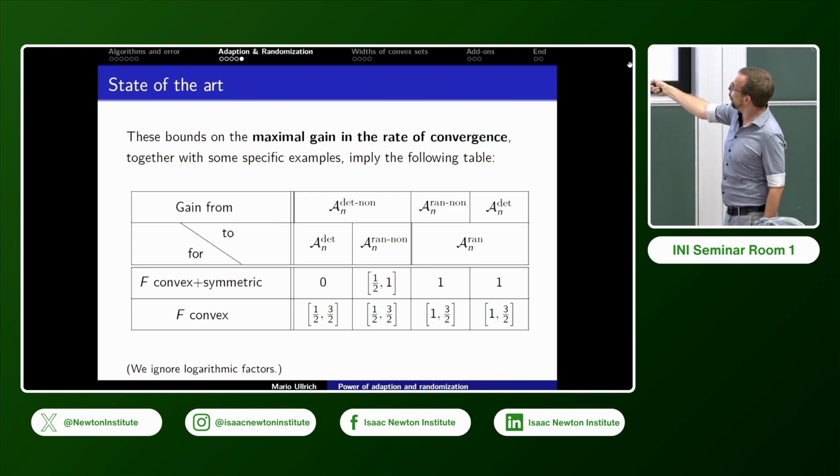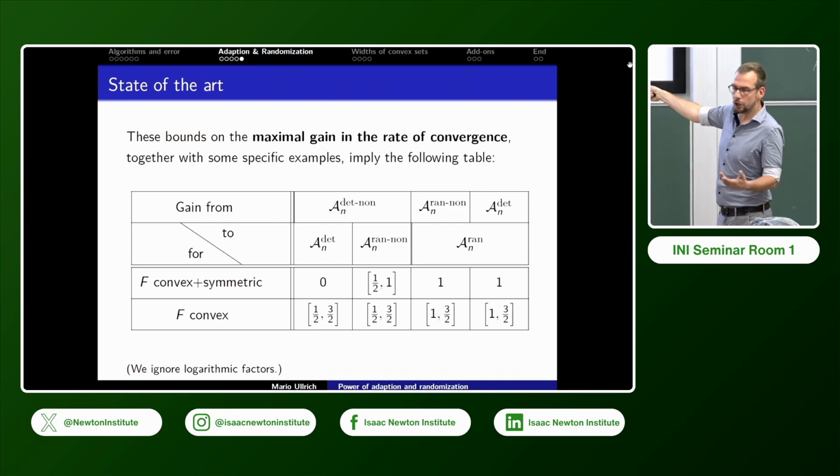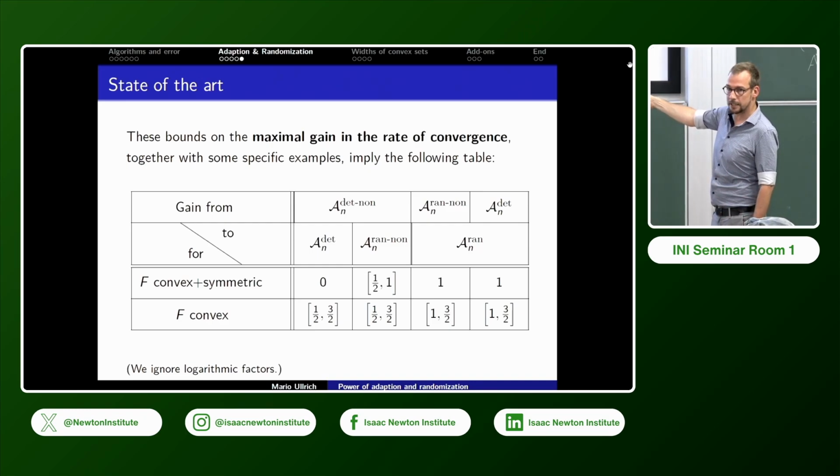Okay, so if I go from deterministic non-adaptive algorithms to deterministic algorithms, I showed you there's no gain at all if f is convex and symmetric. But if f is only convex, we only know the gain must be between 1/2 and 3/2. If you go from deterministic non-adaptive to randomized non-adaptive algorithms, the gain is between 1/2 and 1 here, 1/2 and 3/2 here, and same here, right? That's the most general column here.